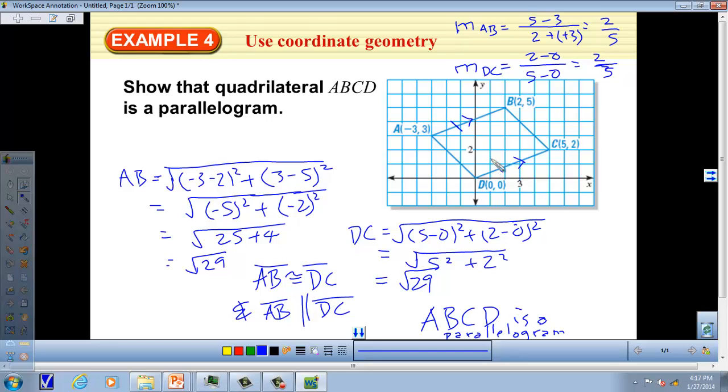And finally, probably the easiest way to do it would have been to find the midpoint for BD and the midpoint for AC. If we found out that the two lines had the same midpoint, then we could say the diagonals bisected each other, and therefore it's a parallelogram. So we'll go over that as well.